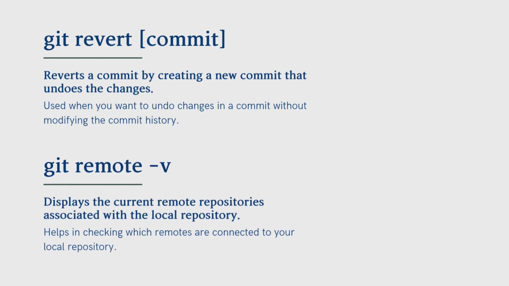Git revert. This command basically reverts a commit by creating a new commit that undoes the changes, and is used when you want to undo changes in a commit without modifying the commit history. Git remote -v. This command basically displays the current remote repositories associated with the local repository and helps in checking which remotes are connected to your local repository.